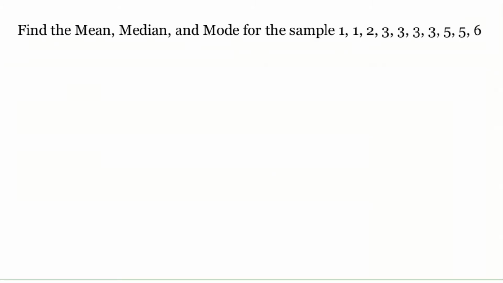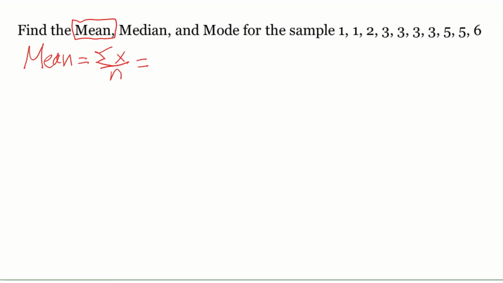Okay, let's look at our first example. Our first example says, find the mean, median, and mode for the sample 1, 1, 2, 3, 3, 3, 3, 5, 5, 6. So let's begin by solving for the mean. So the mean is going to be the average or center value of all of our data. And the way that we calculate this is we get the summation of all of the data points and divide it by the sample size.